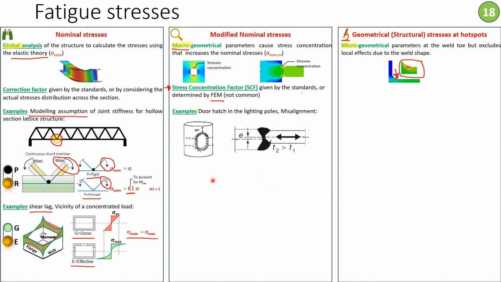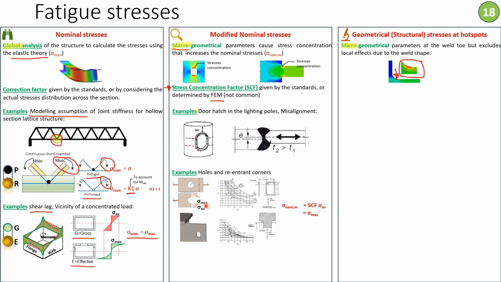Or you can use charts, as we can see here in the case of holes or re-entrant corners, where you can get the stress concentration factor based on the hole size and its location from the edge of the plate, or based on the geometry of the re-entrant corner from these charts. You can use the stress concentration factor to increase the demand, or in some codes, you can use the stress concentration factor on the strength side to decrease the strength. In either case, strength has to be bigger than the demand.